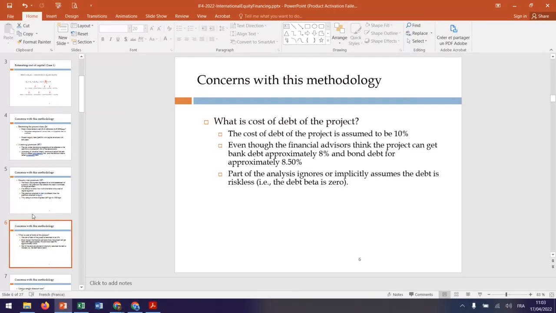Now, how do they estimate cost of debt? Cost of debt they assumed to be 10%, even though the financial advisor thinks that the project can get the bank debt at approximately 8%. The bond debt yield should be around 8.5, but they use 10% for this. Okay.